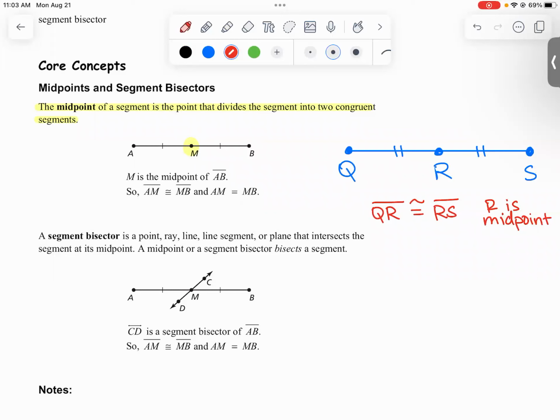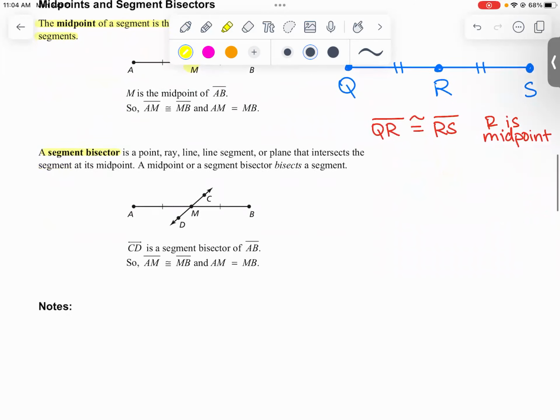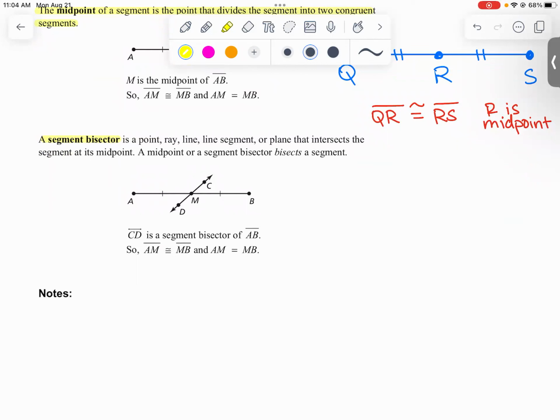The next important word we need to talk about is the concept of a bisector. Right now we're going to talk about a segment bisector. Later on this week, we will talk about an angle bisector. But anytime we have the word bisector, we have something that is cutting our geometric figure in half. If we have a segment bisector, then we have something going through the segment at its midpoint. It is bisecting, cutting our segment exactly in half.